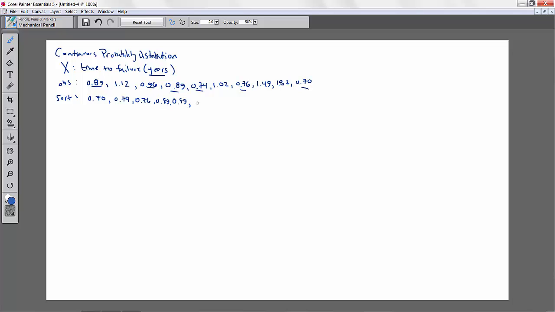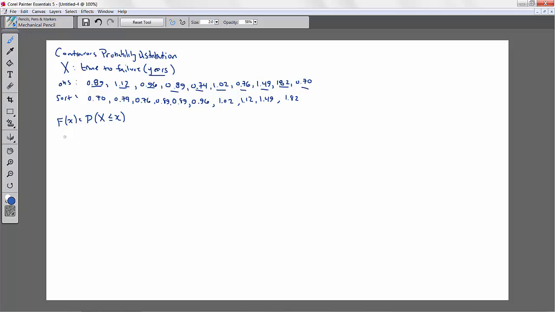then there's a 0.96, 1.02, 1.12, 1.49, and finally 1.82. Now remember in these cases that the cumulative distribution function, F of x, is the probability that x is smaller than or equal to some particular value.